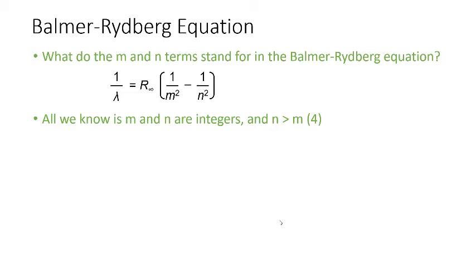Okay, so what do the m and n terms stand for in the Balmer-Rydberg equation? All we know is that m and n are integers, and n is larger than m. Okay, so what do these mean?